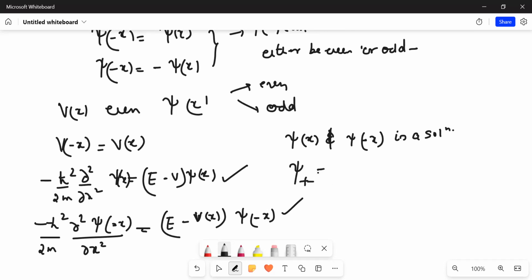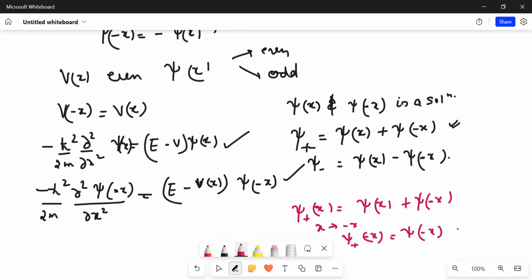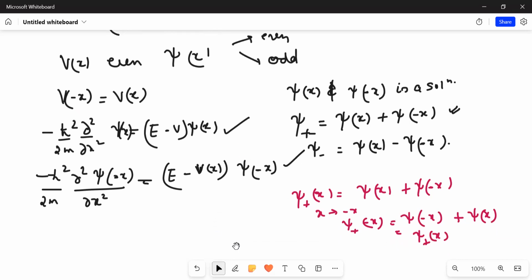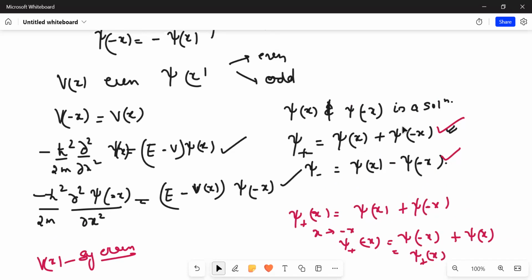Now let us choose two solutions. So psi plus would be equal to psi of x plus psi of minus x, and psi minus would be simply psi of x minus psi of minus x. Clearly this is an even function. Why is this an even function? You can understand that if I replace x by minus x, one can clearly see that psi plus of minus x is equal to psi of minus x plus psi of x. One can say that if V(x) is given to be a symmetric potential or even potential, whether we consider the bound case or not, we can always choose psi to be either even or odd.